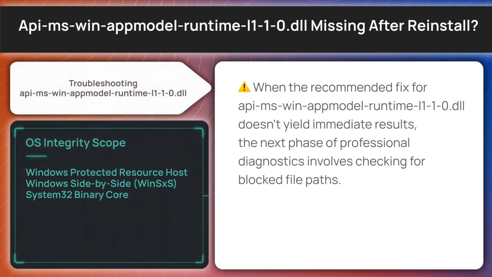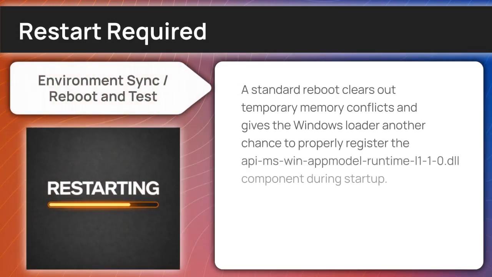Performing a restart can determine if the error is just a transient environment glitch. A reboot refreshes your system's path variables and can sometimes re-establish a broken link to the Win App Model Runtime file.